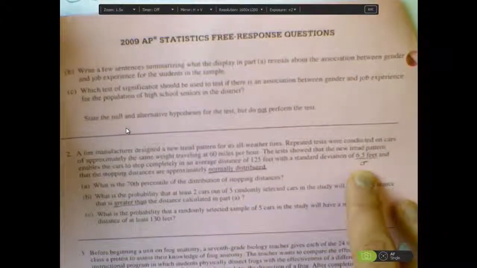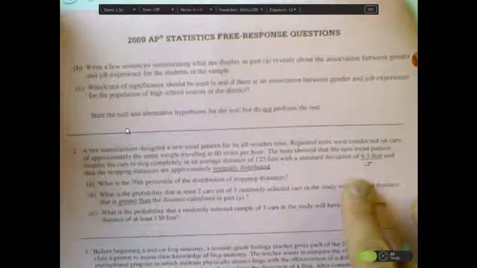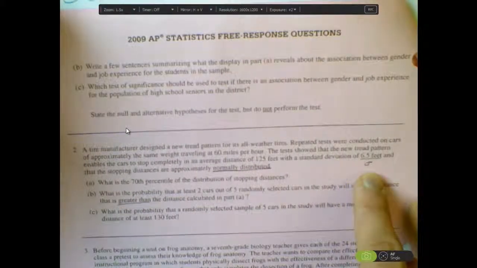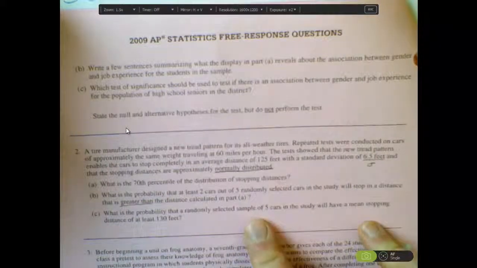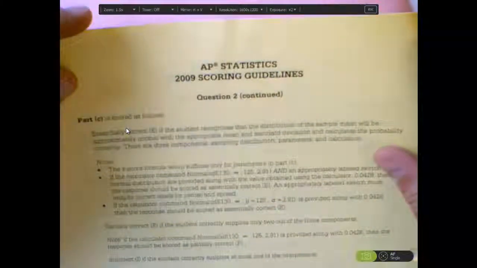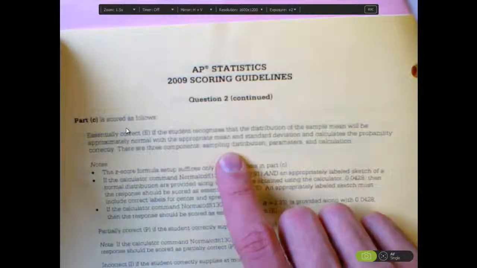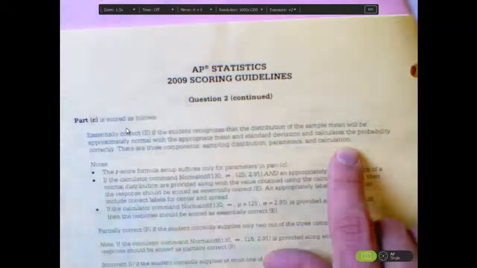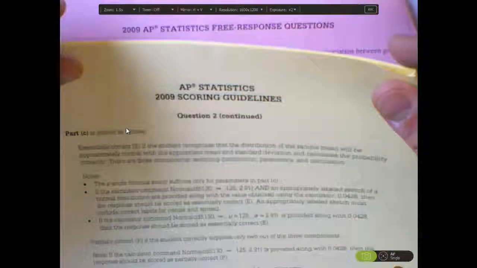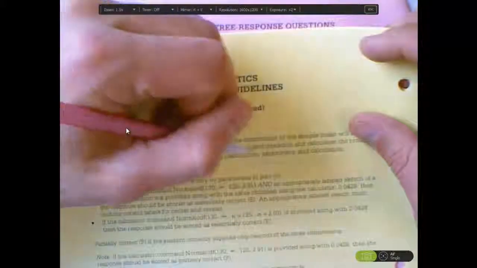We always use the t-distribution if we don't know sigma. That extra variation is what causes us to use the t-distribution. Because we know sigma here, even though I have a random sample of 5 cars, I'm using the normal model. So you're going to see me calculating a z-score here. Okay, there's a couple components that you need to meet: sampling distribution, parameters, and calculation. The key is the sampling distribution is going to be approximately normal with the appropriate mean and standard deviation.